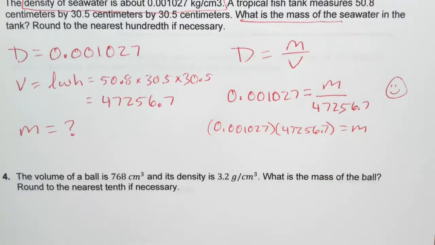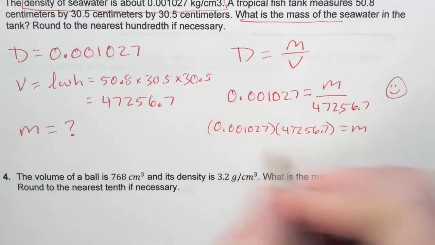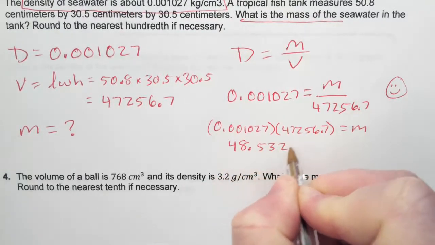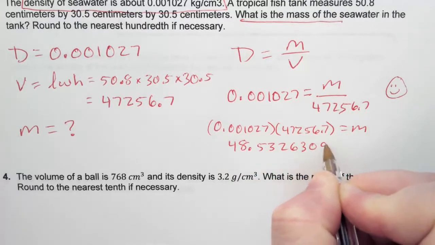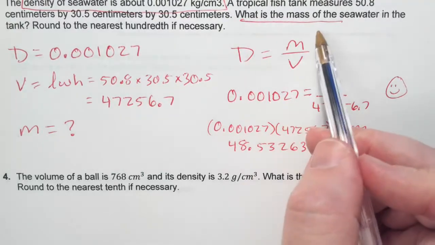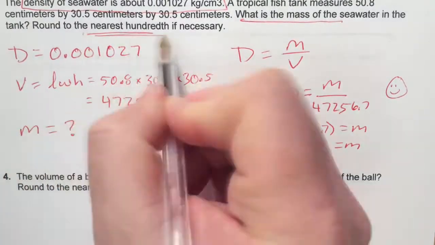So 0.001027 times 47256.7, and I get this big long decimal, 48.5326309 is equal to m. All right, let's make sure we answer the question. They said, what is the mass? Got that. And they said, round to the nearest hundredth.